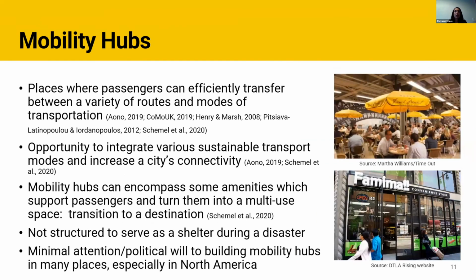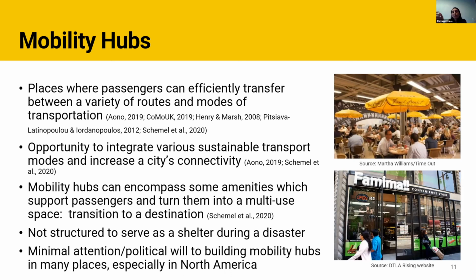A third example of a preceding hub is the mobility hub. They are places where passengers can transfer between a variety of roads and transportation modes. They are an opportunity to integrate various sustainable transportation modes and increase the city's connectivity. They can now encompass some amenities which support the passengers and turn them into multi-use spaces, transforming them from a place of transfer to a destination.